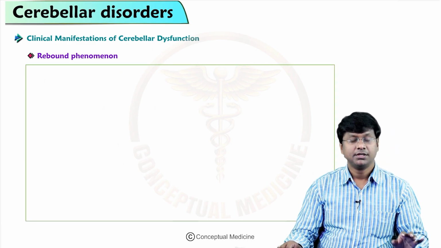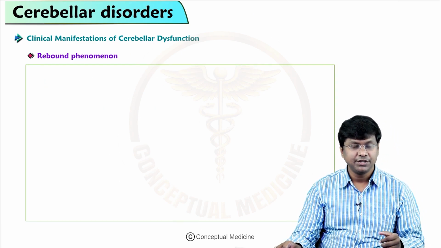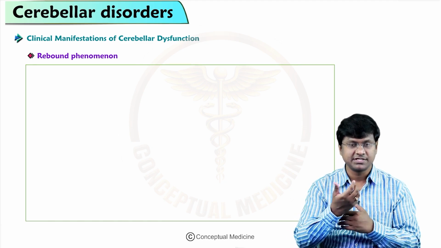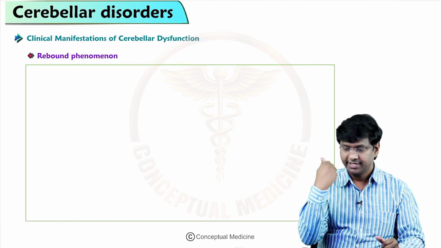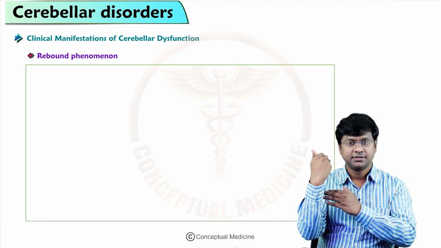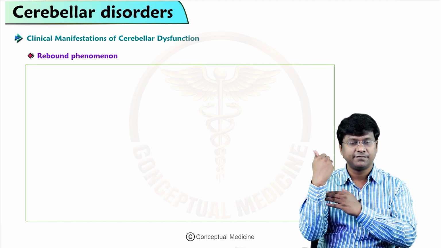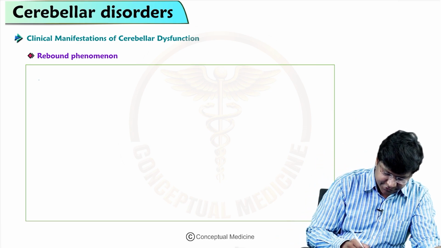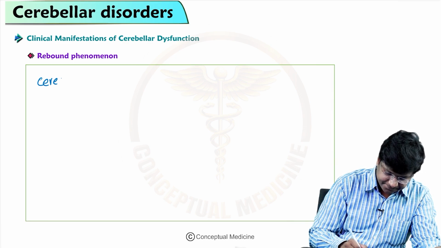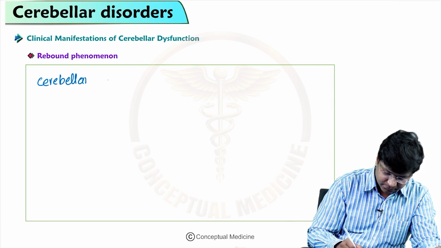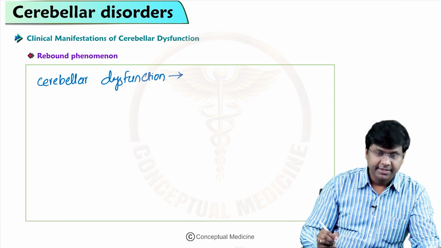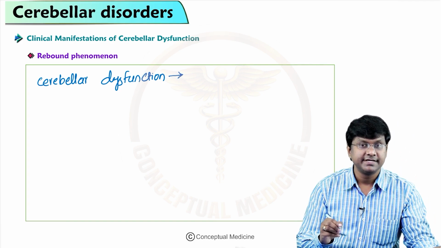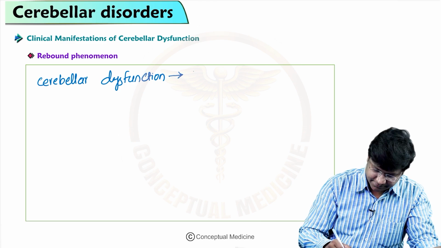Now, in a normal individual, you will have what is called a check reflex. That means once the examiner removes the resistance, there will be a jerk, and then there will be stoppage of further movement of the forearm. But in case of cerebellar dysfunction, there is loss of the check reflex.